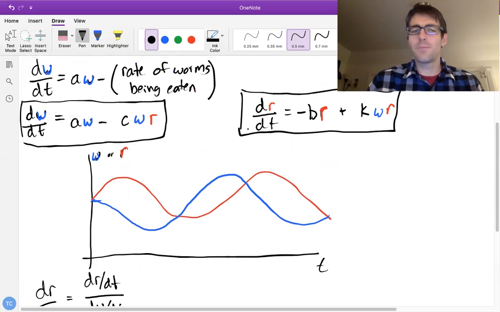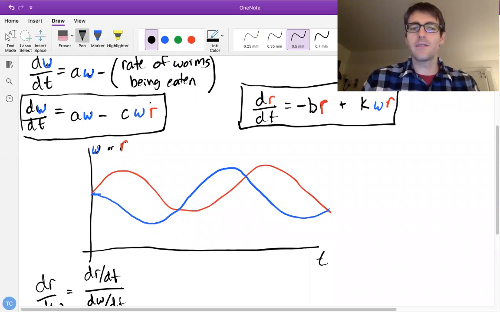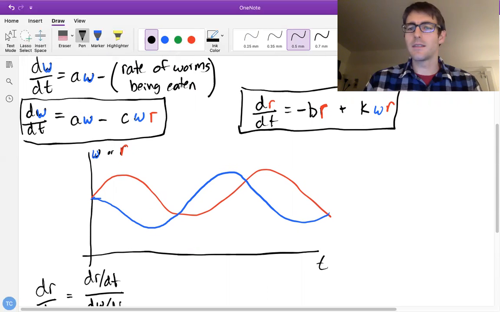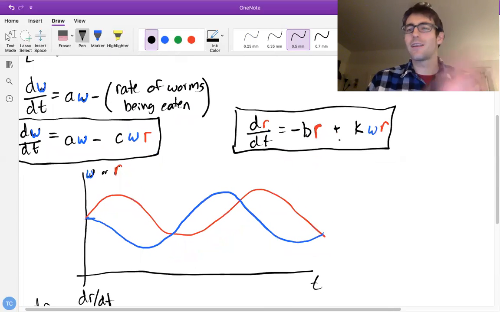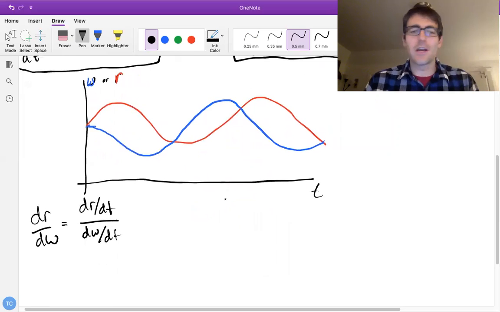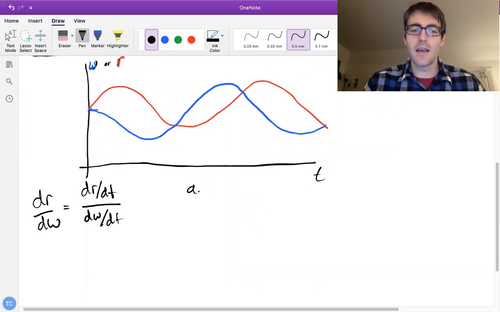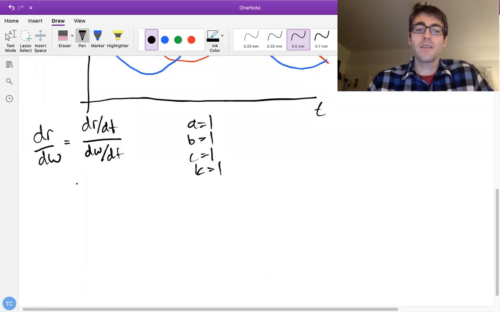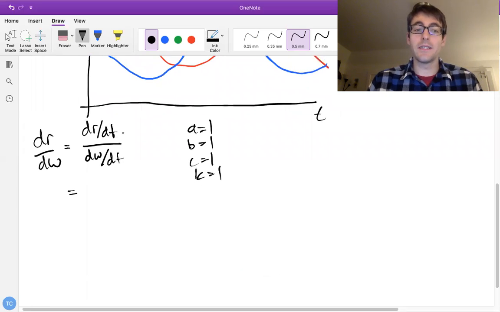For simplicity's sake, we're going to ignore these constants a, b, c, and k. We're going to assume that all of these things are just one. Again, these encode things like what the units are and what the growth rates are. We're just looking at the general shapes. So for now, we say a equals 1, b equals 1, c equals 1, k equals 1 to ignore these things.